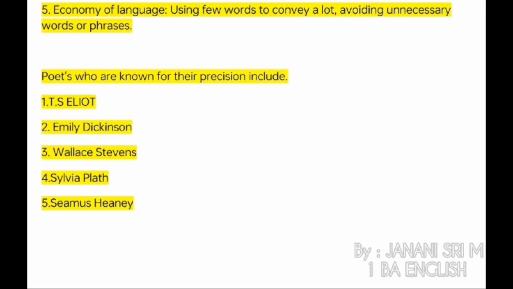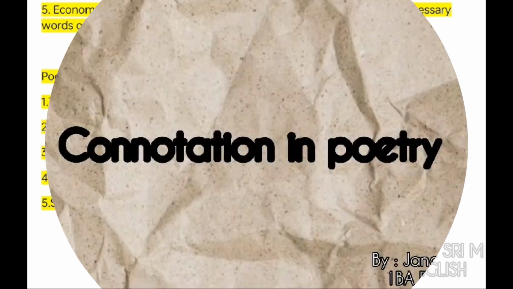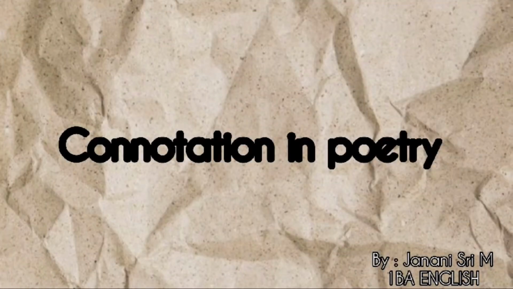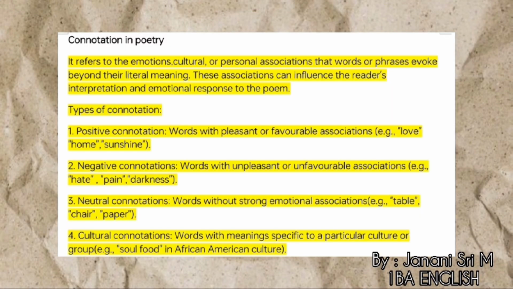Poets who are known for their precision include T.S. Eliot, Emily Dickinson, Wallace Stevens, Sylvia Plath, and Seamus Heaney. Connotation in poetry refers to the emotional, cultural, or personal associations that words or phrases evoke beyond their literal meaning. These associations can influence the reader's interpretation and emotional response to the poem.